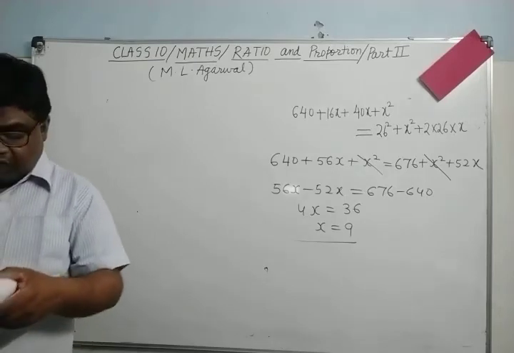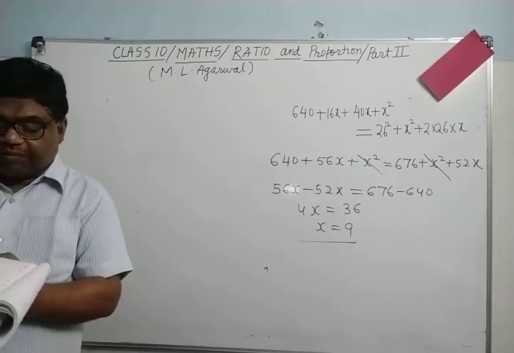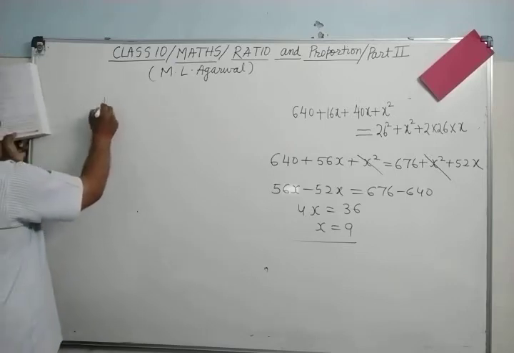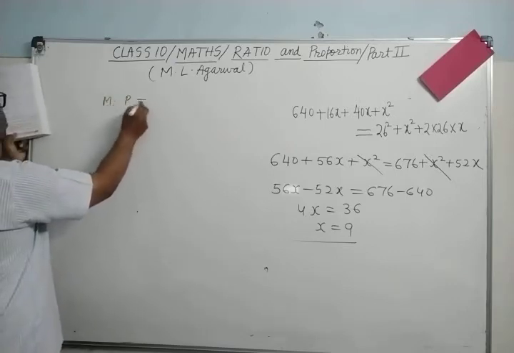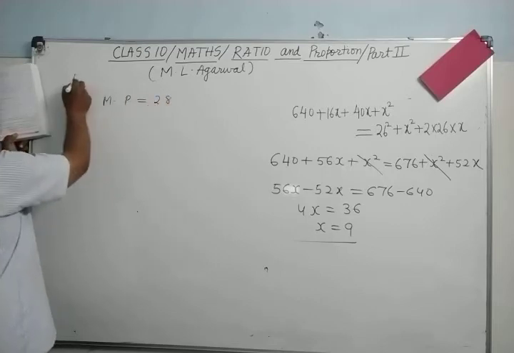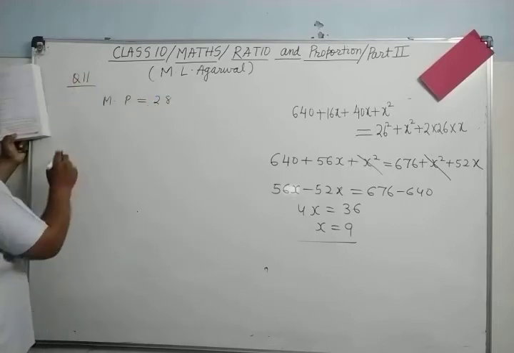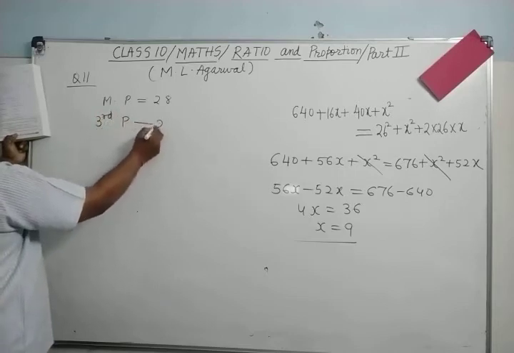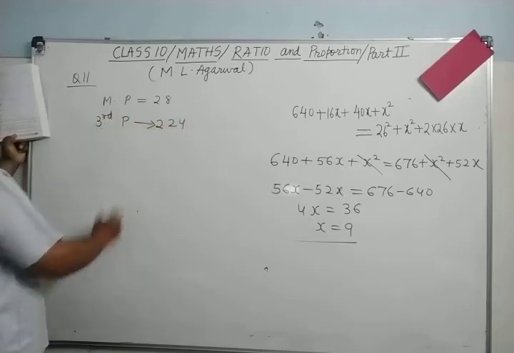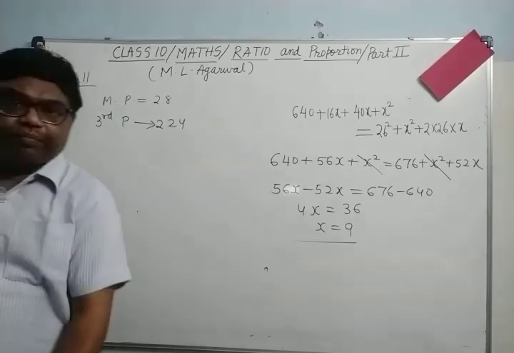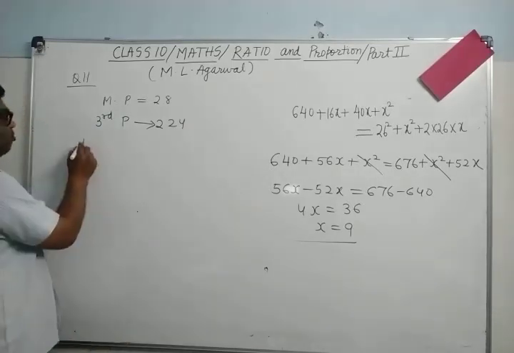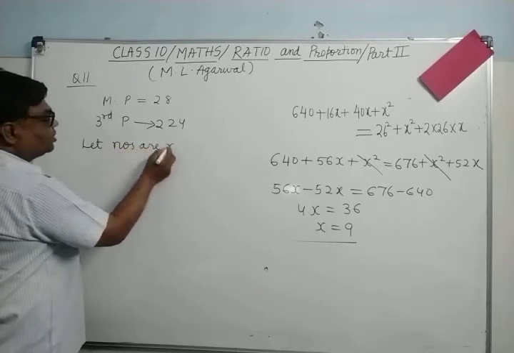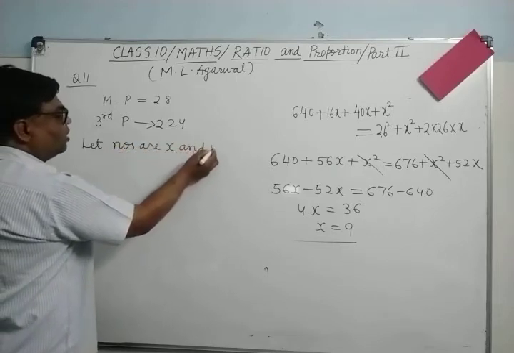Question number 11. Find two numbers such that the mean proportion between them is 28, and the third proportion is given as 224. It's clear? You have to find the numbers. So you assume let the numbers be x and y. It's clear?